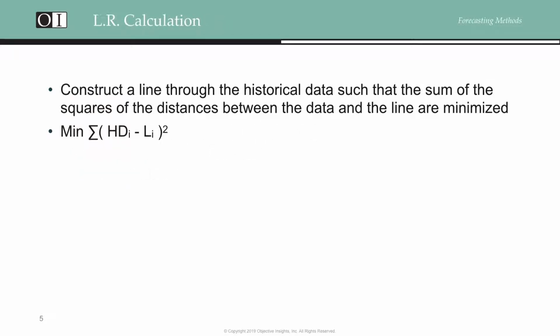So here's mathematically how a linear regression line is calculated. So again, you construct a line through the historical data such that the sum of the squares of the distances between the data and the line are minimized. So you minimize the sum of the historical data minus the line, each one of those squared.